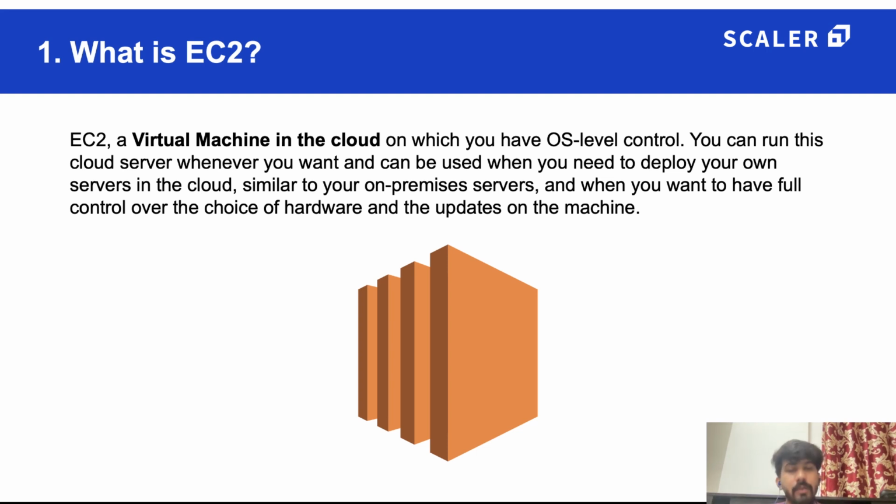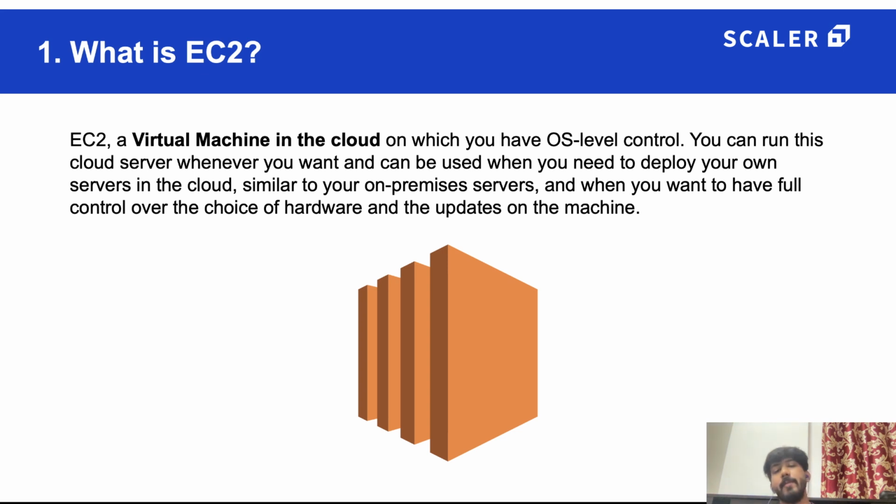So it's a virtual machine which is running on the AWS cloud, for which you get OS level control. So you will be able to control the processes, you'll be able to install software, you'll be able to uninstall software, you'll be able to manage everything around that particular virtual machine, right? So these are the things which you will be able to do. So you can run this cloud server wherever you want, and it can be used when you need to deploy your own servers in the cloud, similar to your on-premises servers, and when you want to have full control over the choice of hardware and the updates on the machine.